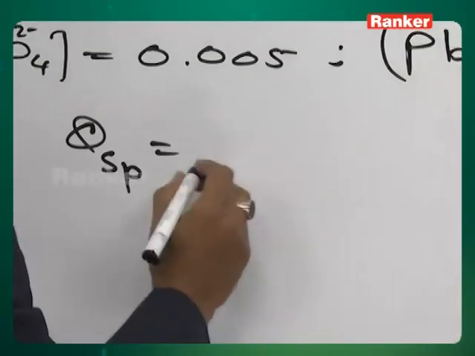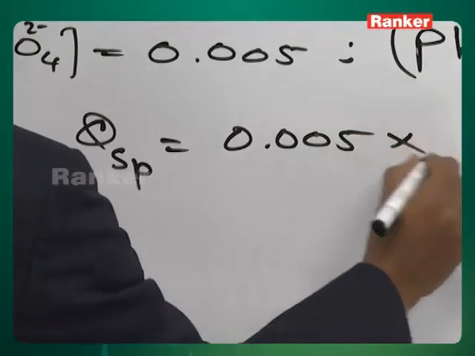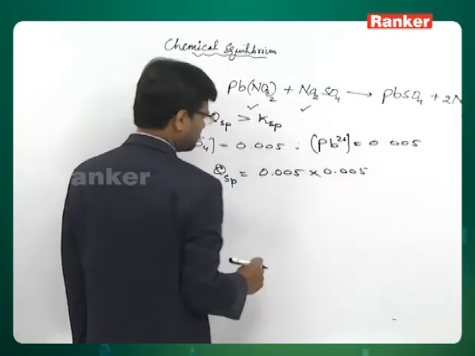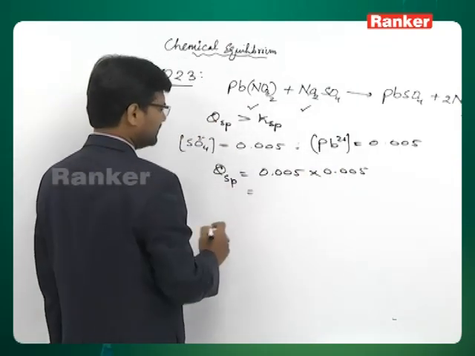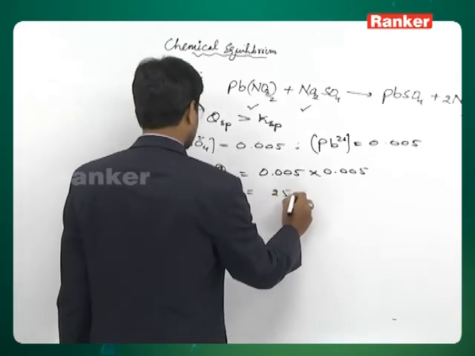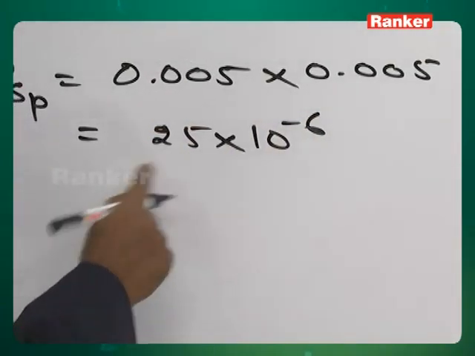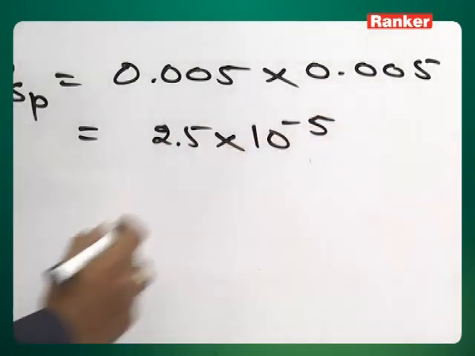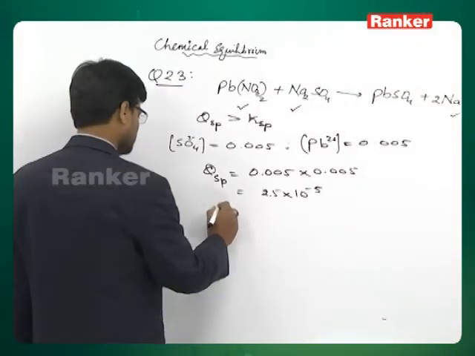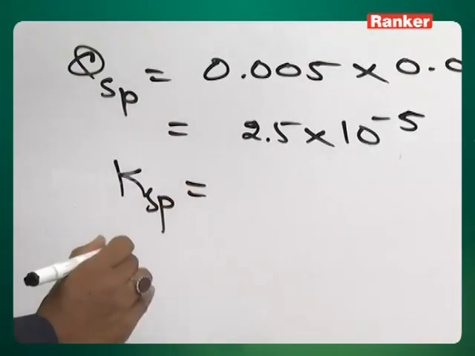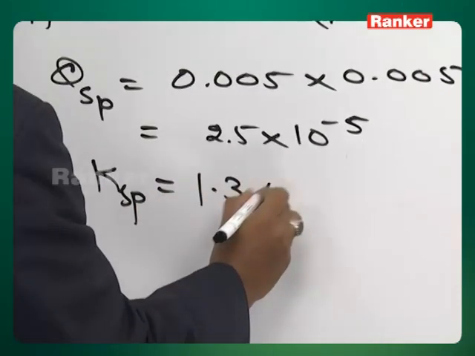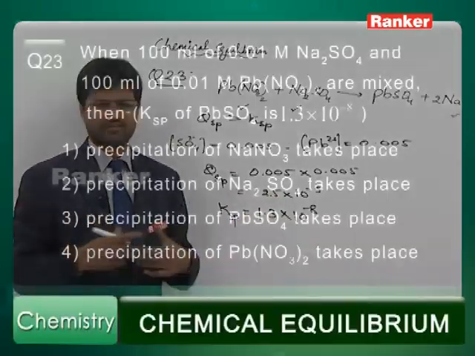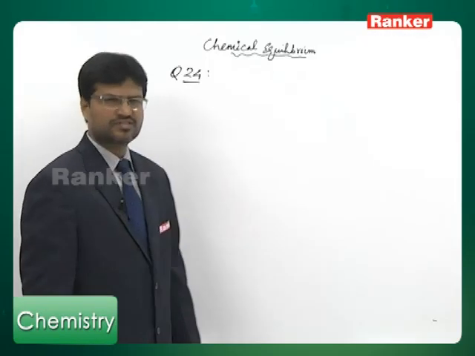So Qsp equals, you need to take the product of these two, 0.005 into 0.005. This is 5 into 10 raised to minus 3, and this is also 5 into 10 raised to minus 3. If you multiply these two, you get 25 into 10 raised to minus 6, or 2.5 into 10 raised to minus 5. This is Qsp. Now Ksp, which is given, is 1.3 into 10 raised to minus 8. You can realize the Qsp value is greater than the Ksp value, so precipitation takes place. Answer is the third option.